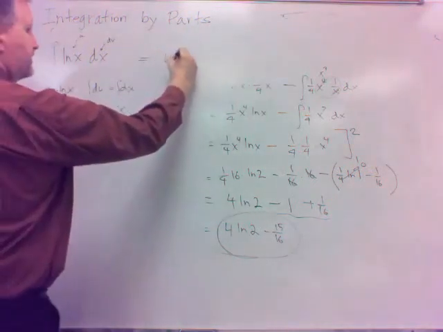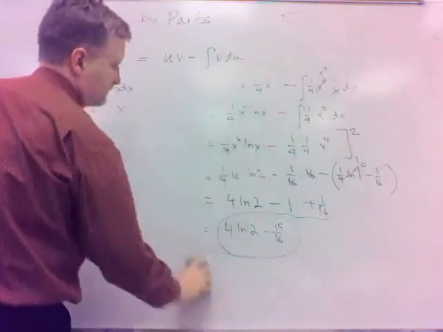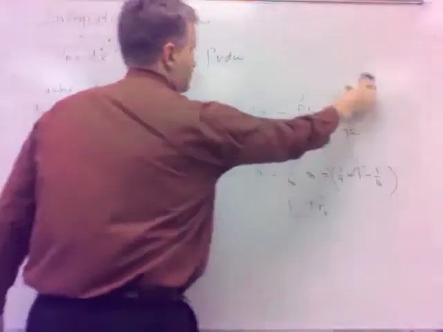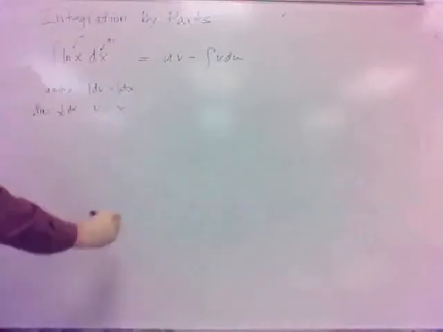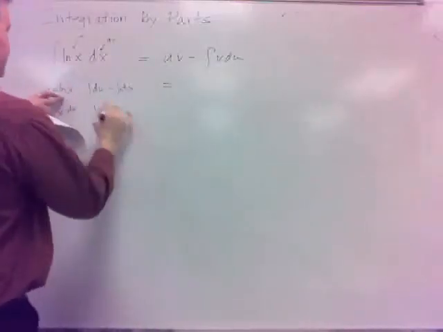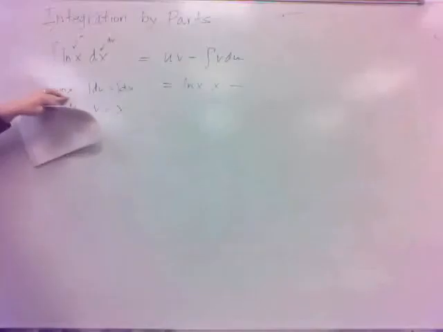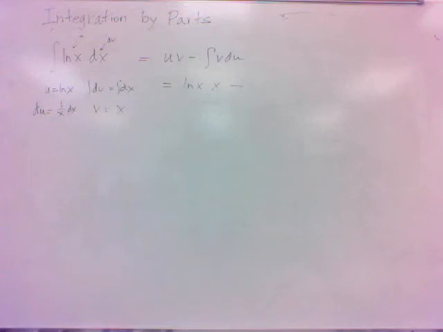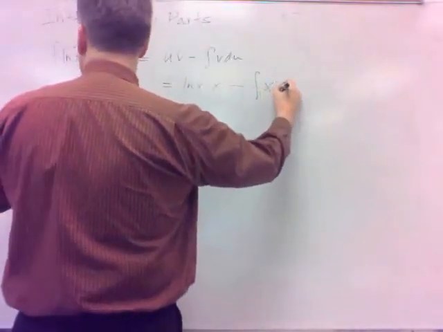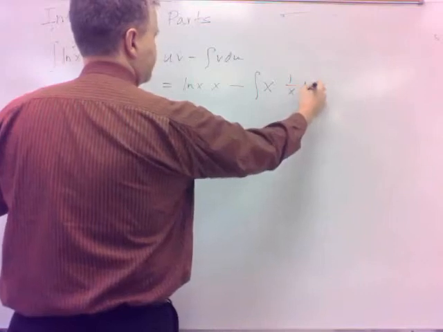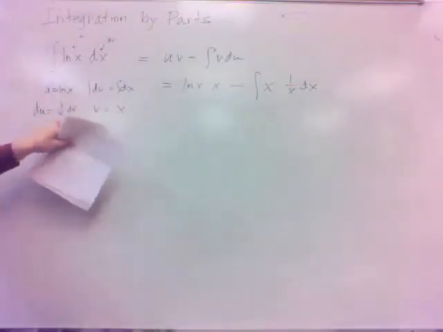So let's put that into the uv minus integral v du formula. What have I got? uv, so that would be ln of x times x. Right? Minus the integral of v du. So that would be minus the integral 1 over x dx. v is x, du is 1 over x dx.